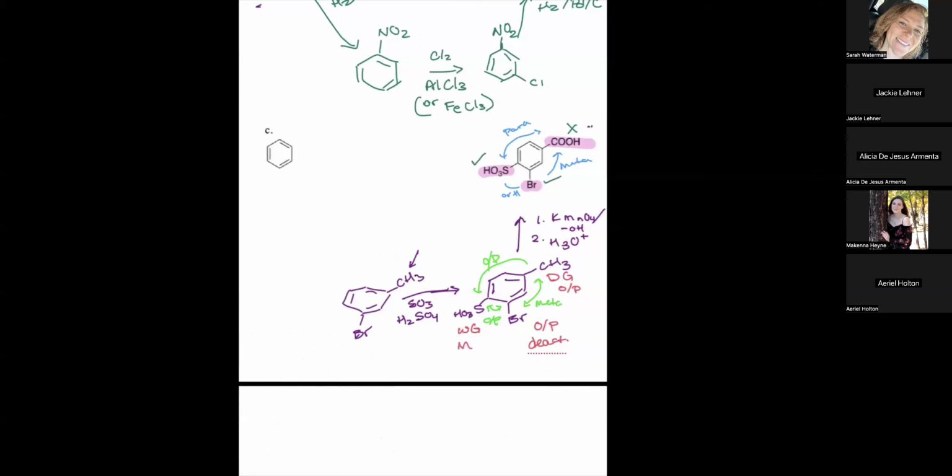What places things in a meta position? Donating or withdrawing? Withdrawing. Yeah. So this had to have turned into a withdrawing group. So what do we do to turn it into a withdrawing group? What would it look like if it was a withdrawing group?